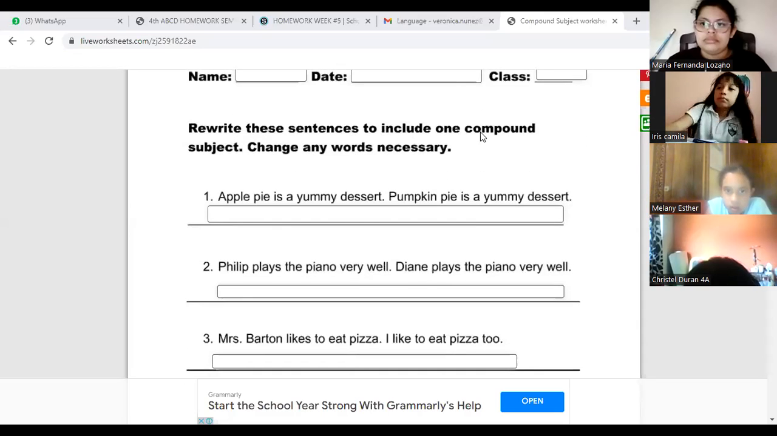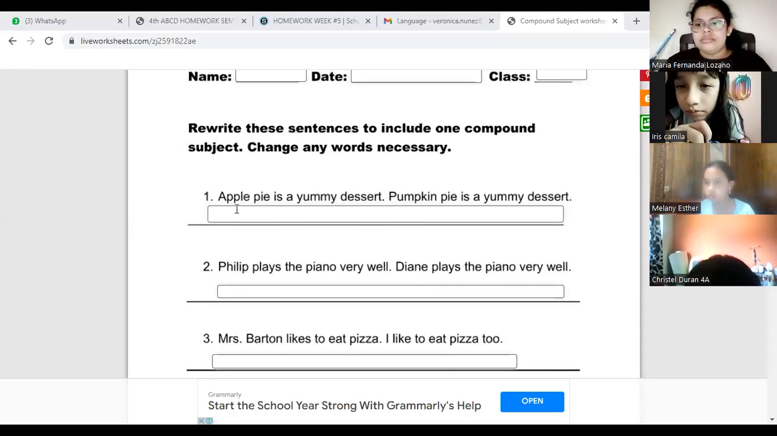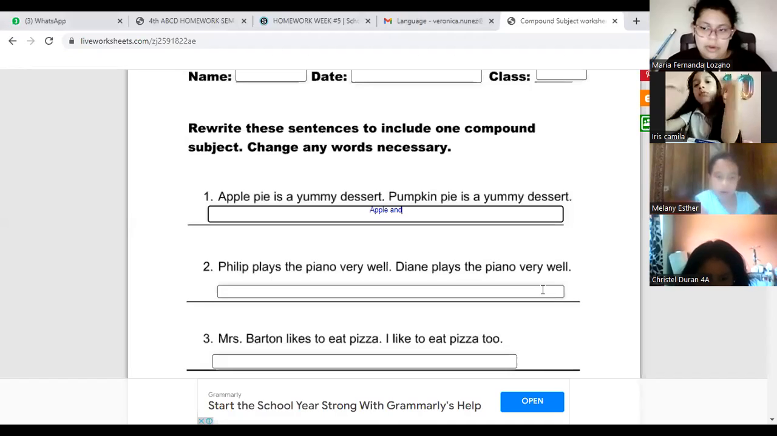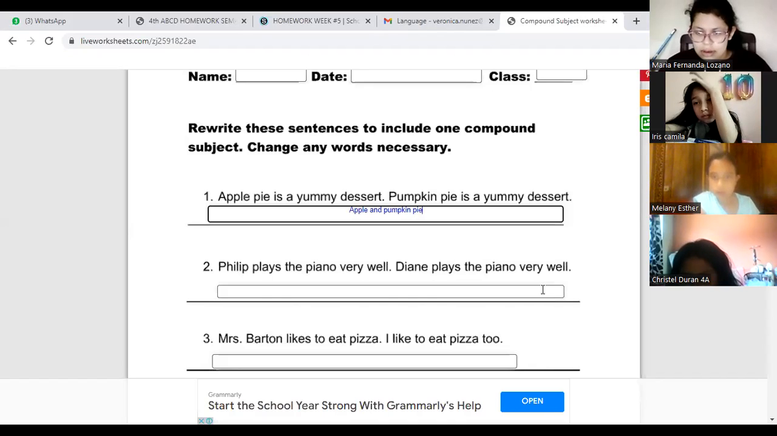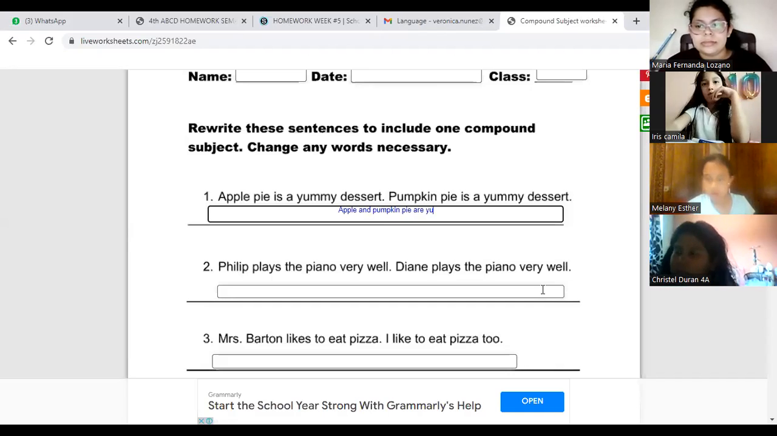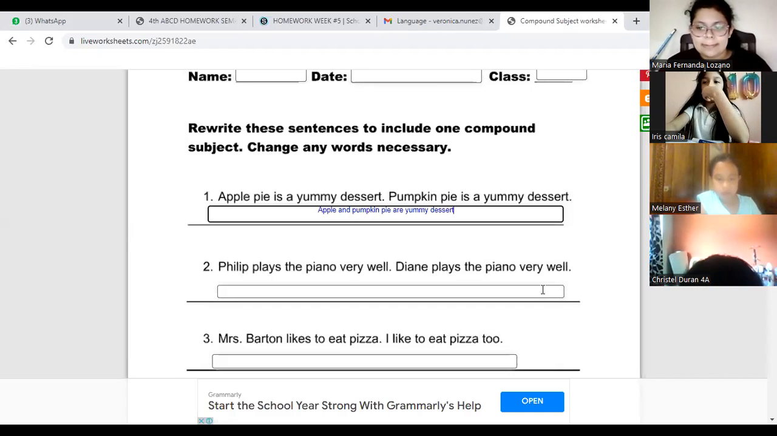Rewrite the sentences to include one compound subject. Change any words if necessary. Apple pie is a yummy dessert. Dessert, like a jelly, like an apple pie, like ice cream. Those are desserts. Pumpkin is a yummy dessert. So in order to make a compound subject, in this case, we're going to join apple and pumpkin because it's saying the same, right? Apple and pumpkin pie are, because we are talking about two, yummy desserts, period.